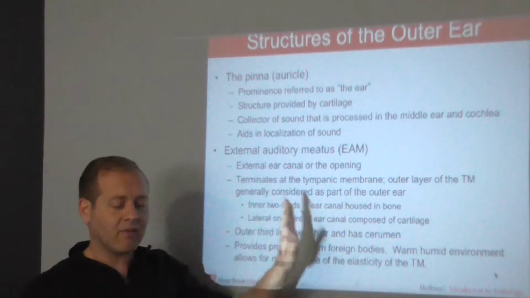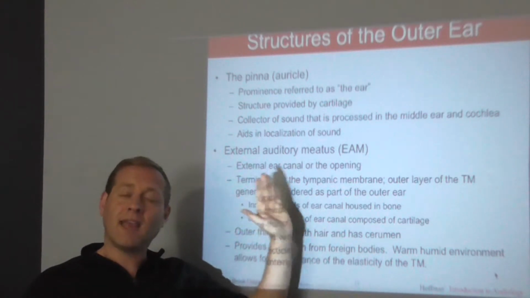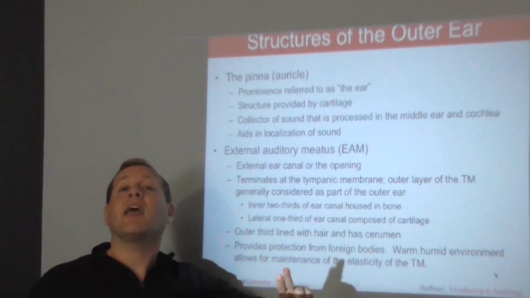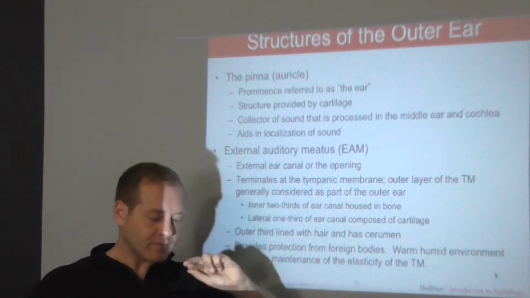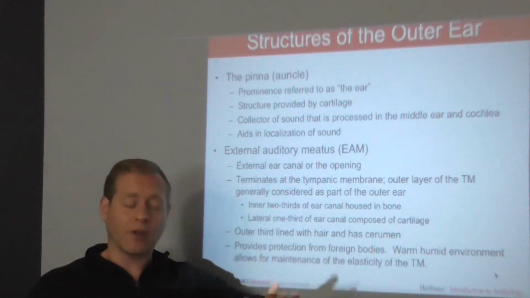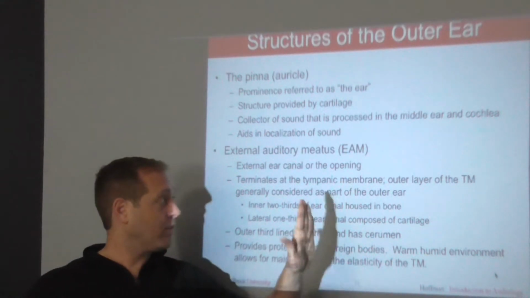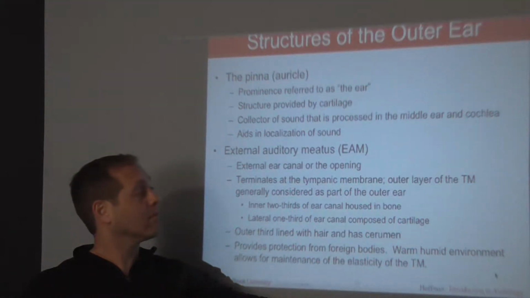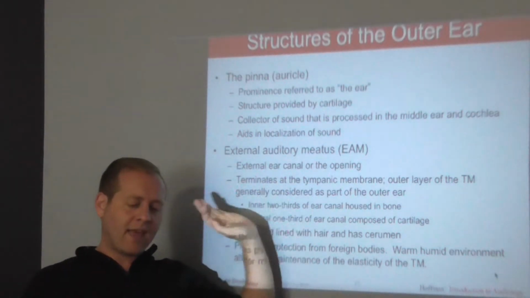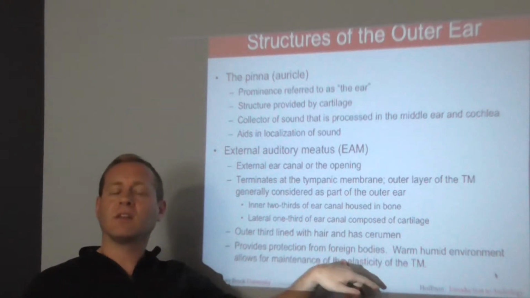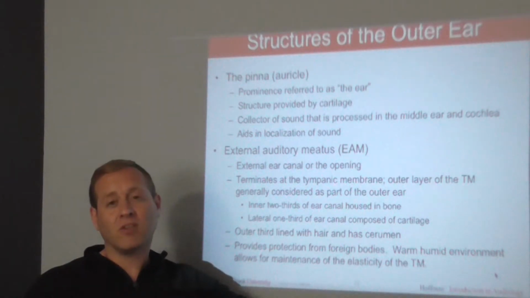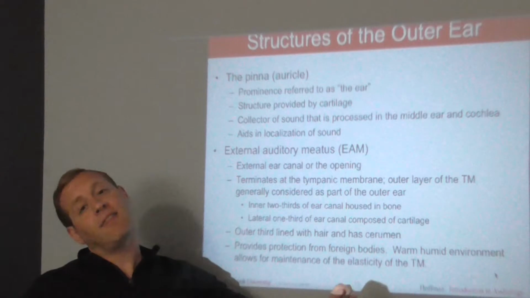Okay, so the external ear, if we go back to that anatomy picture, the external ear really has three functions: to collect and amplify sound, and then to localize the sound. And then finally, the external auditory meatus has a third function. Okay, the ear canal, or the opening into the outer ear, has a third function, and it's to provide protection. The external auditory meatus, or the ear canal, provides protection for the rest of the ear, for the middle ear and the inner ear.